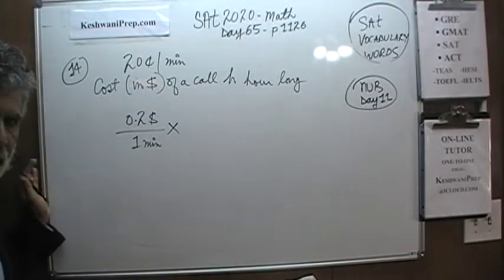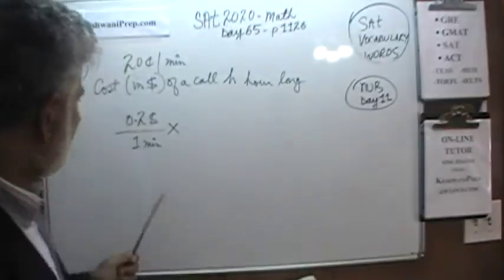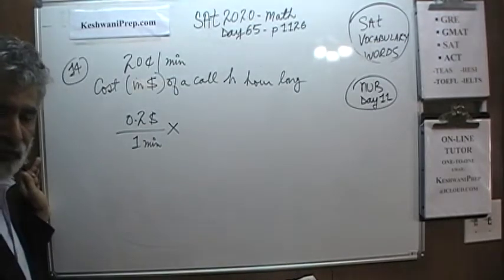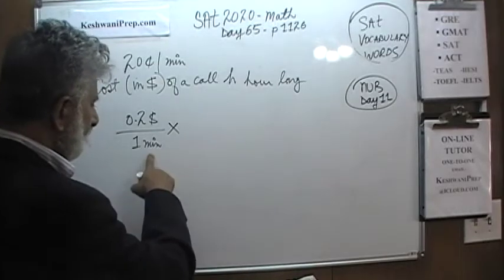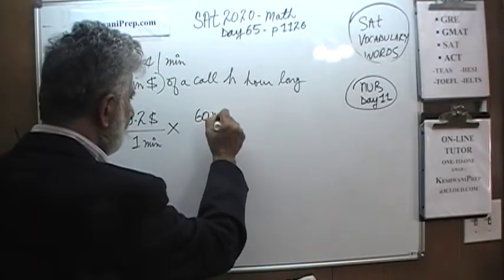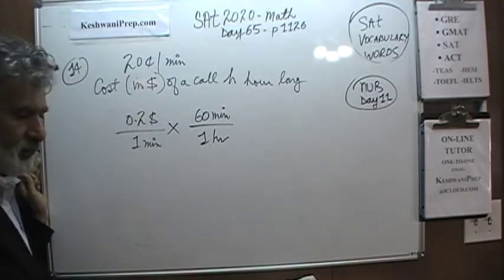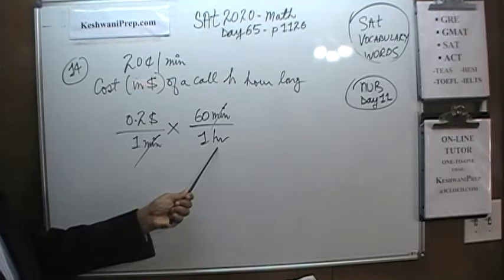So let's find out first, how much does it cost to make this phone call for 1 hour? Well, we want hour. Dollar per hour is what we're looking for, the cost of the phone call every hour. We want hour at the bottom. We need to get rid of the minutes. So we know there are 60 minutes in 1 hour. There we go, you see? The minutes drop out and we end up with dollar per hour.